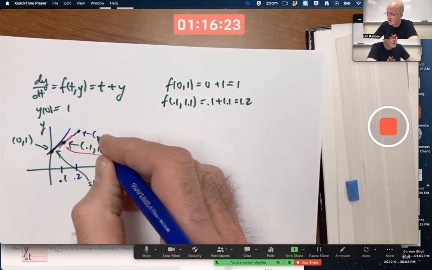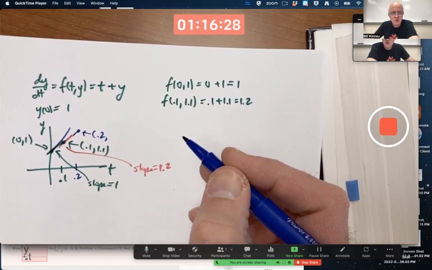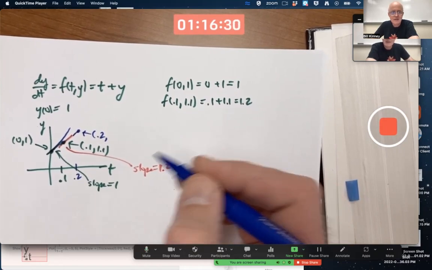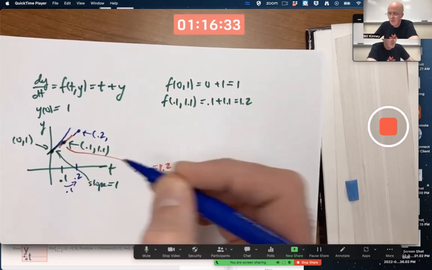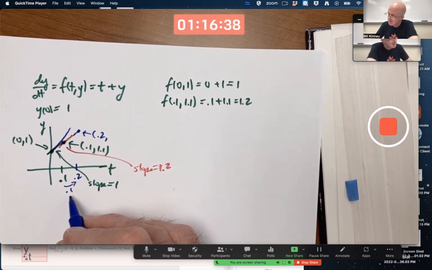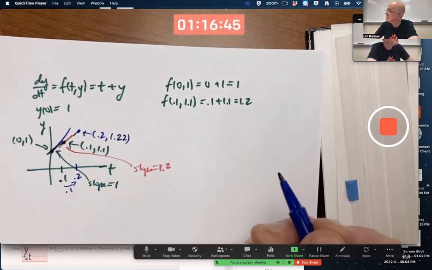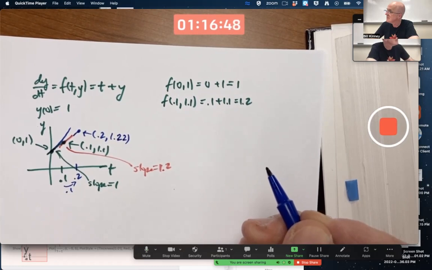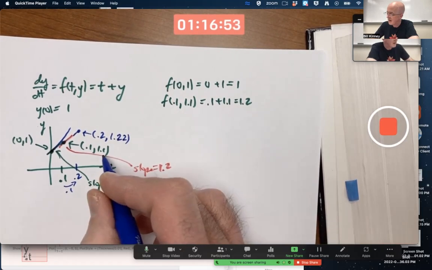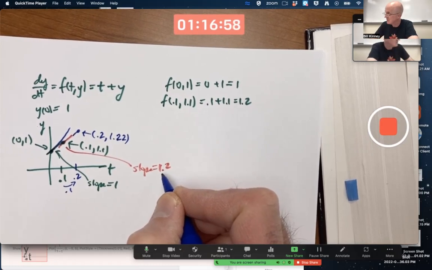What are the coordinates of this point going to be? 0.2, comma, something. The slope is 1.2. If t increases by 0.1, y has got to increase by 1.2 times 0.1, which is 0.12, so I guess 1.22. I hope I did that in my head correctly. From 1.1 up by 1/10 of this, 0.12, that'll bring me to 1.22.